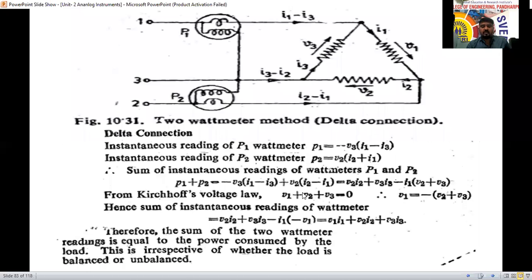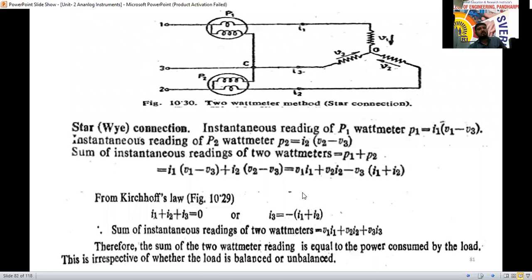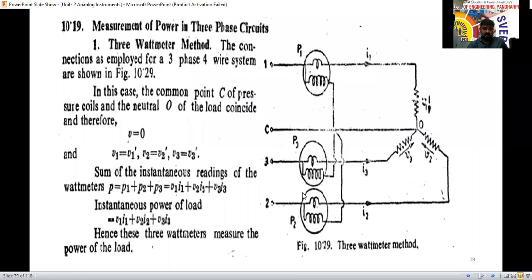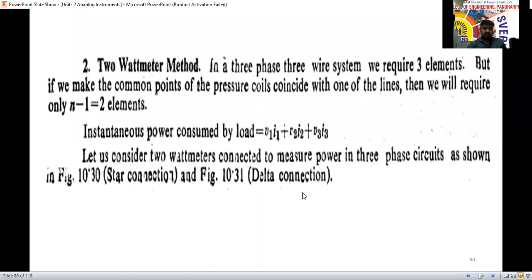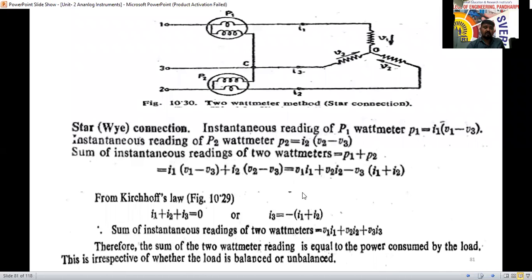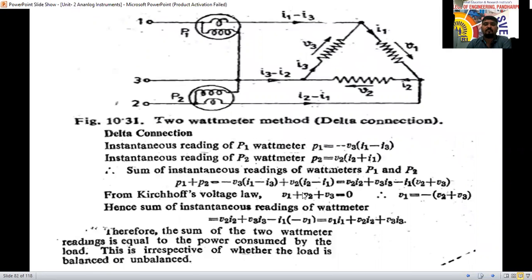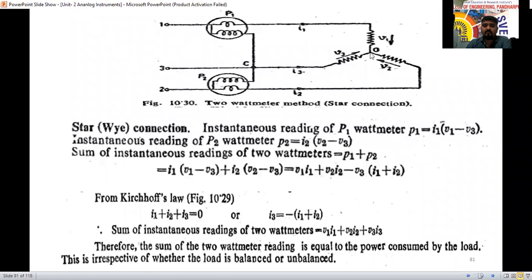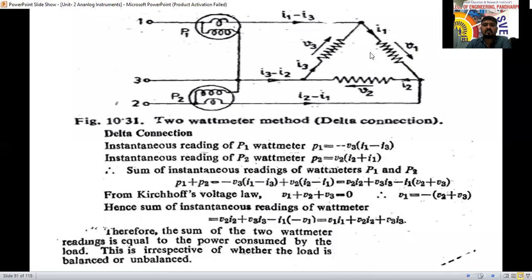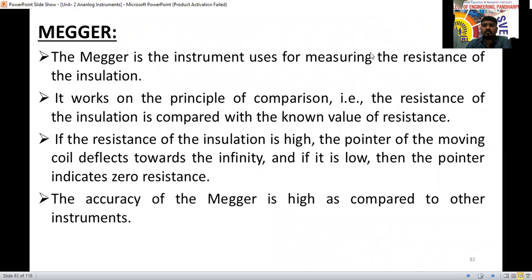So in the previous class, we have already discussed the 2 wattmeter method and the 3 wattmeter method. The power measurement by using the 2 wattmeter method for the balanced bridge, we have discussed the theory part here, and we have already done the practical also for the balanced and unbalanced conditions, both for the delta connection and for the star connection also. So the next instrument is called Megger. This one also we have already discussed in the practical.